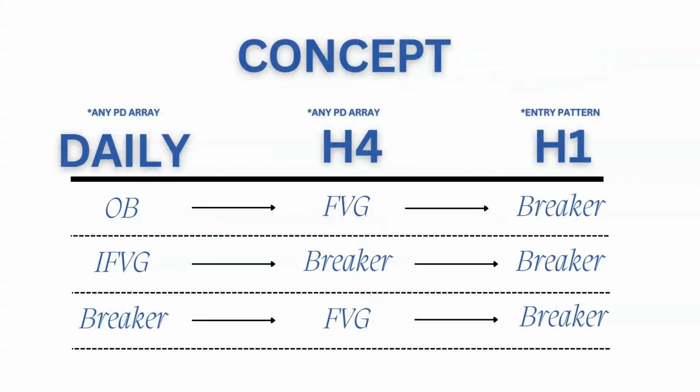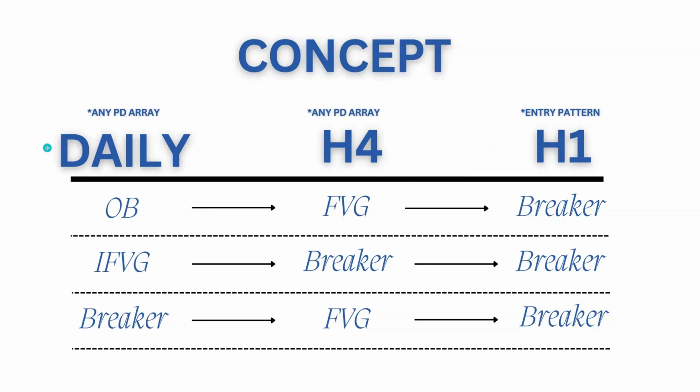Here's the concept. It doesn't matter what PD array is on the daily. It also doesn't matter what PD array is on the 4-hour, but the entry pattern for me stays the same, which is a breaker. So it could be an order block, fair value gap, an inverse fair value gap, or a breaker. An inverse fair value gap is pretty much a fair value gap that gets ran through and then you expect it to act as support. Then it could be a breaker fair value gap, or it could be a breaker on a higher time frame, but the lower time frame for me, this one always stays the same.